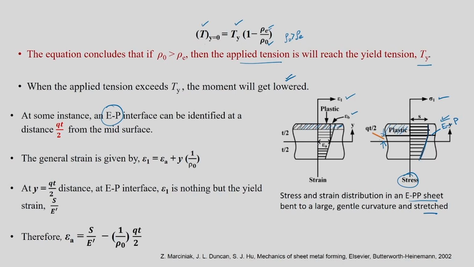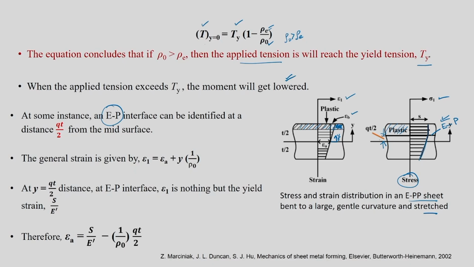So, here you will see that at the mid location there will be some epsilon A, and there will be an additional component of epsilon B, which is nothing but y by rho, when you move from the middle surface to the upper surface. When you move from the middle surface to the upper surface along y, there will be epsilon A plus some part of epsilon B when you reach the upper surface, and once you cross a particular value, let us say qt by 2, you are in the plastic part. That is this part, which is what is shown here.